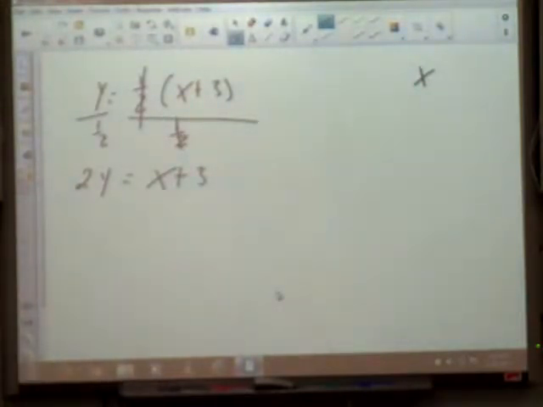Just one step there now to get the x by itself. You have to get rid of that plus 3. That's baby steps. We do get rid of the plus 3.